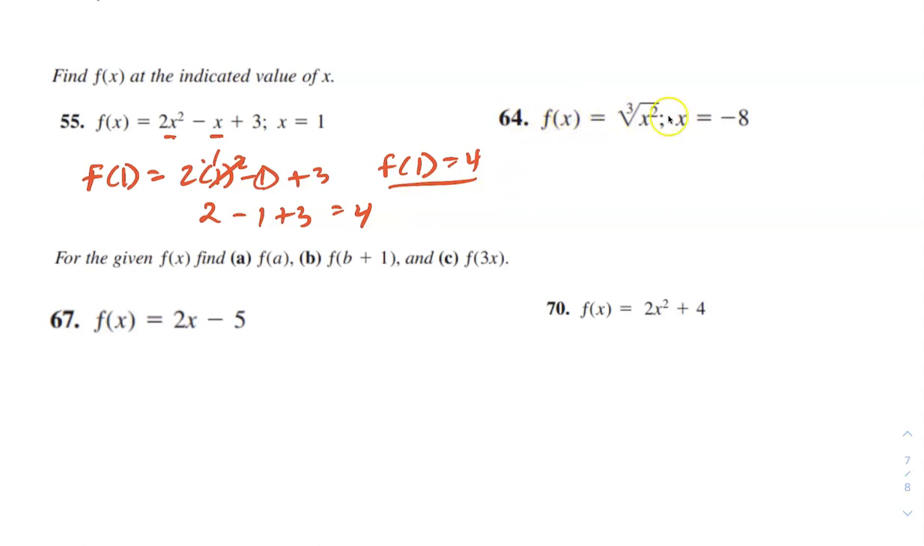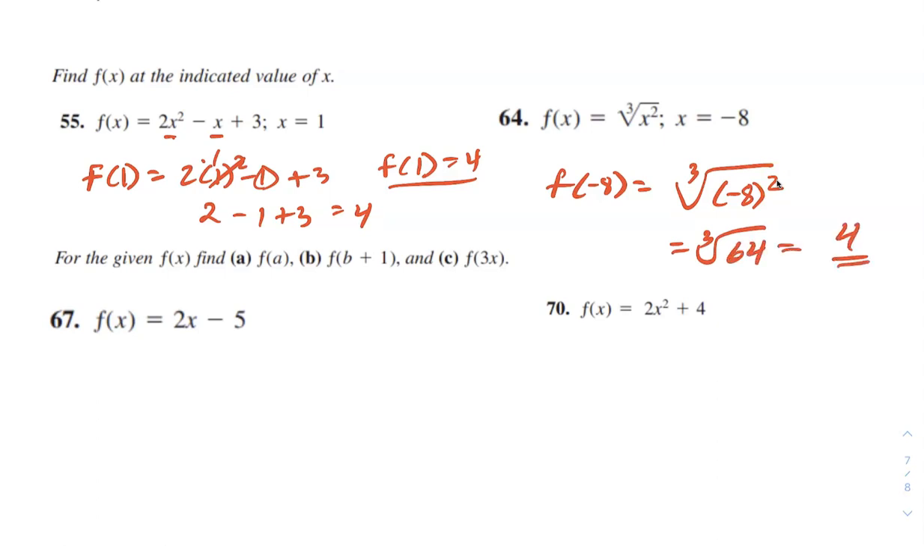Number 64, same idea with this. So again, I want to figure out what f of negative 8 is. All we do is substitute the negative 8 in for my x. So I get the cube root of negative 8 squared. Negative 8 squared is 64. So I get the cube root of 64. Cube root of 64 is just 4. Same answer. So f of negative 8 equals 4.